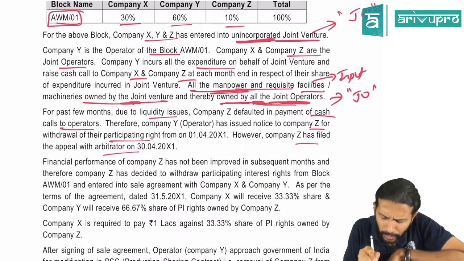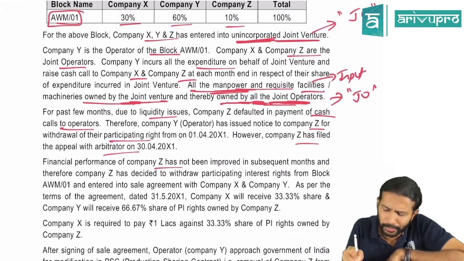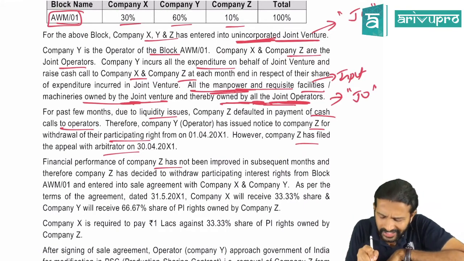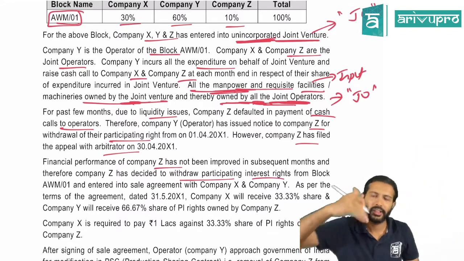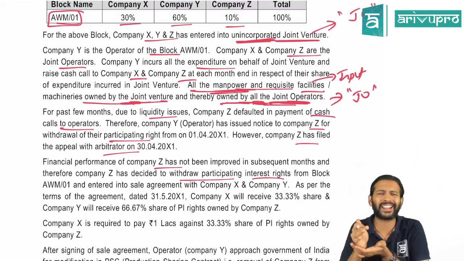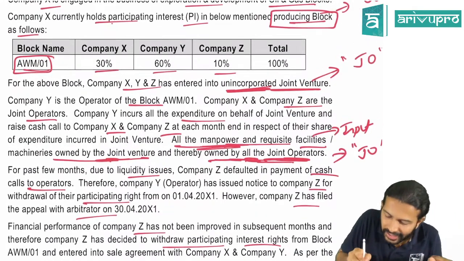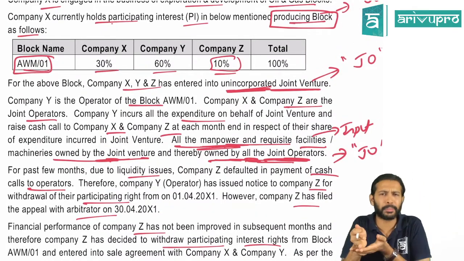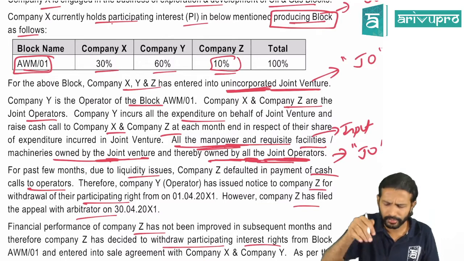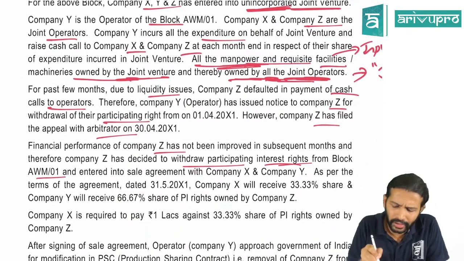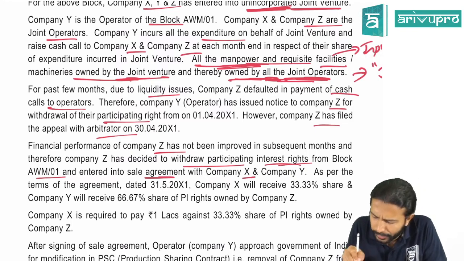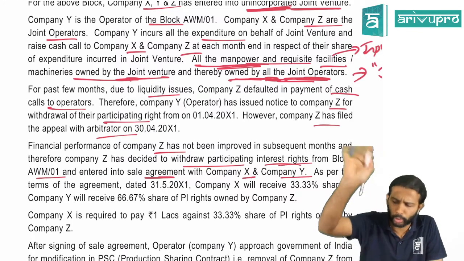Alright, the financial performance of Z has not improved in the subsequent months. Therefore, Z has decided to withdraw participating interest. So Z told, sorry, I don't want to be part of this operation. So indirectly Z is selling his stake, whatever stake he already has, 10%. We'll see to whom he has sold it. So he is withdrawing participating interest from the block and entering into a sale agreement with company X and company Y. So you want to sell it to both of them.